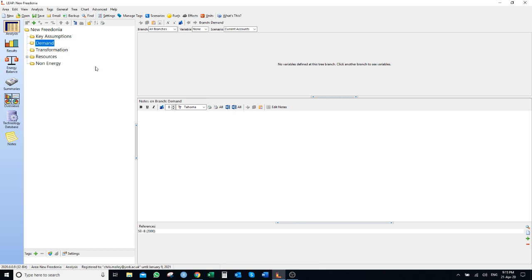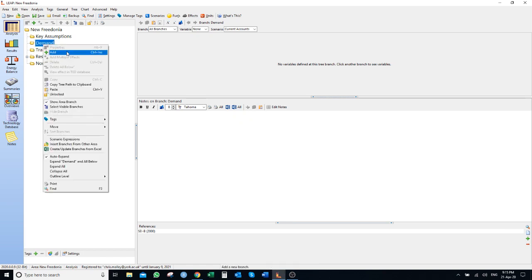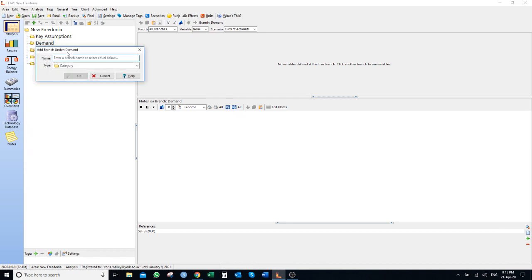So the LEAP exercise then recommends that you spend some time thinking about how to structure the data based on the information that we are told about Freedonia households on page 13 and page 14. Once you've done that, we then want to create our different branches to describe the household sector. So to create a branch, we can right-click where we want to add the branch, so under demand, and we can create a new branch called households.